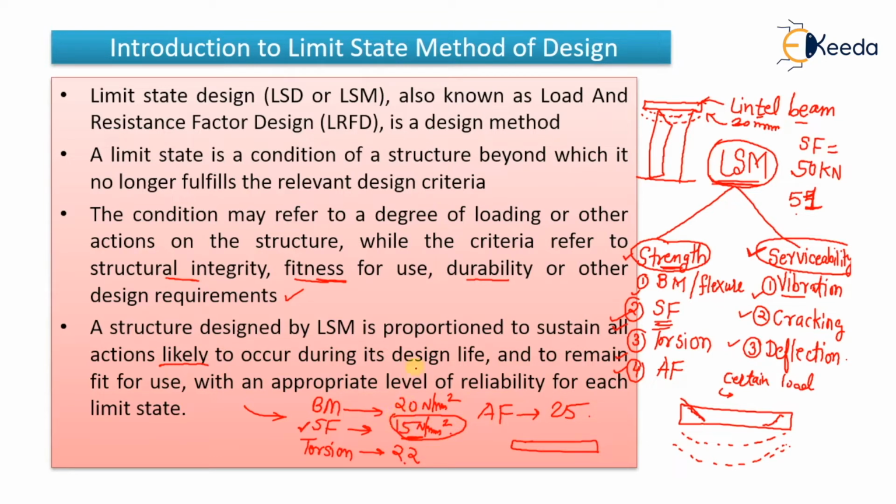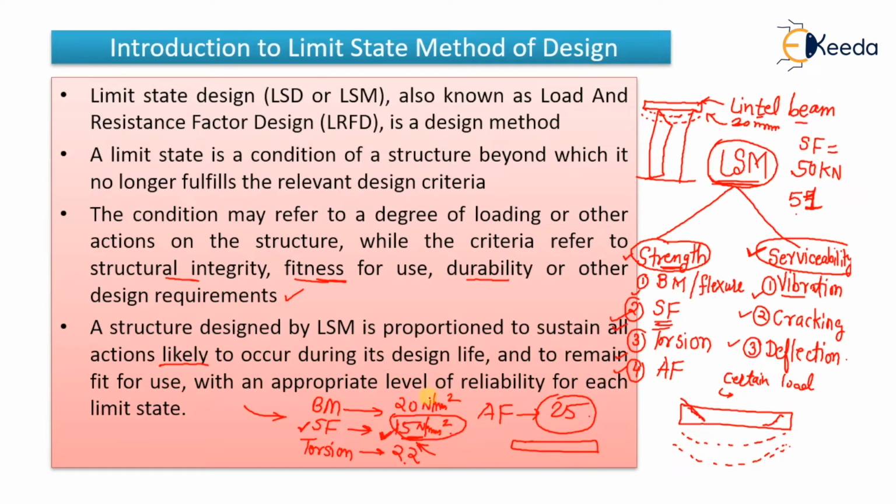That's why, while designing a structure for limit state, we assume the minimum value, and the minimum value is which? 15 Newton per mm square. The strength value, always take the strength value as minimum. Means if it is failing in 15, then no need to design it for 20. Why are you designing it for 20? If it is failing in 15 Newton per mm square only, you will have to design it for 25.